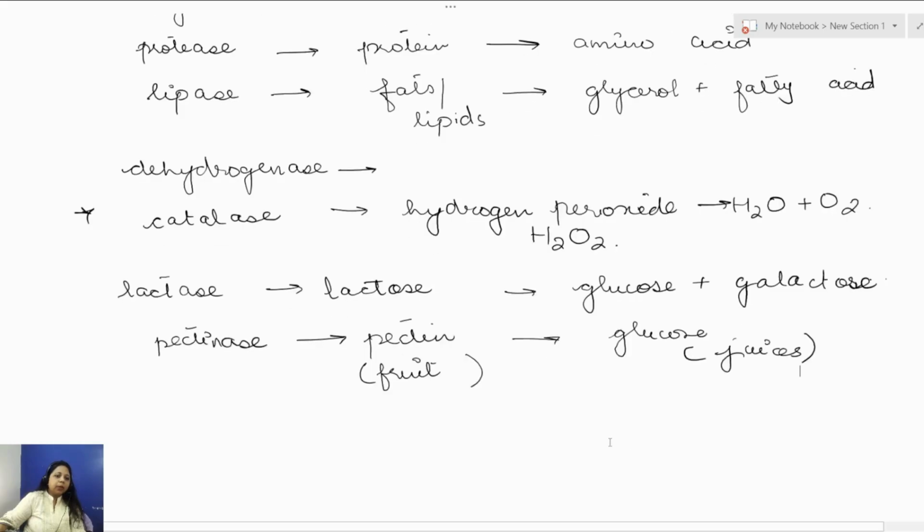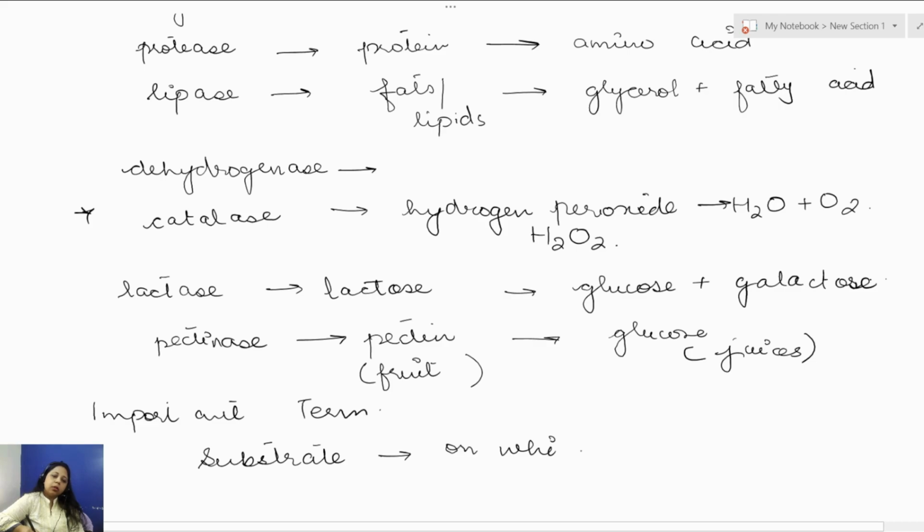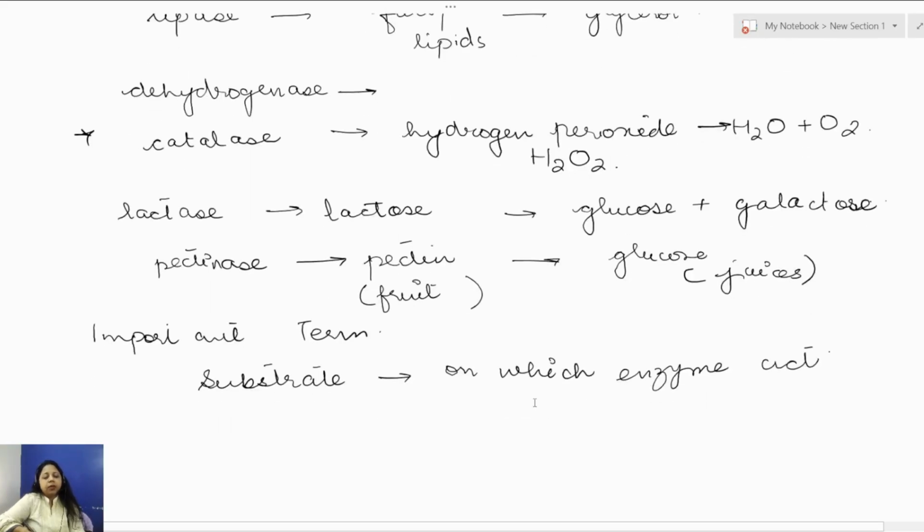Okay, there are some terms which are very important when we discuss enzymes. Let's talk about the important terms. One is substrate. What is substrate? The one on which the enzymes act is called the substrate. Then it further binds to the enzyme and forms a substrate enzyme complex. Okay, what is an active site? A place where the substrate binds. Good.